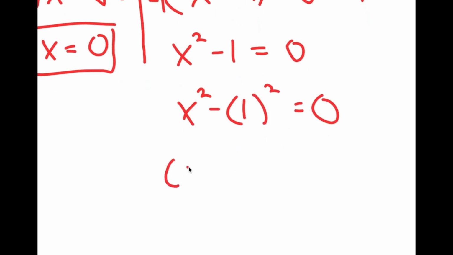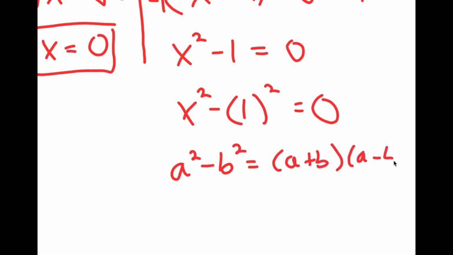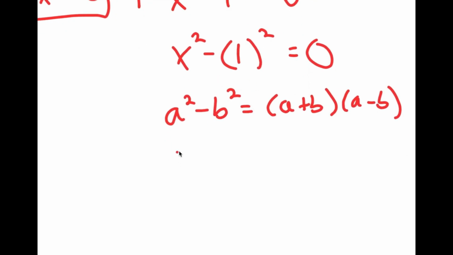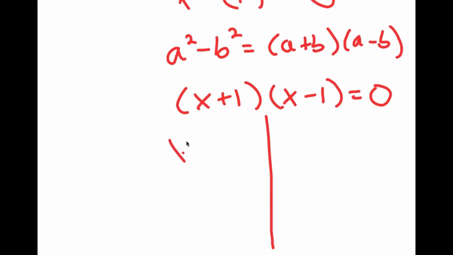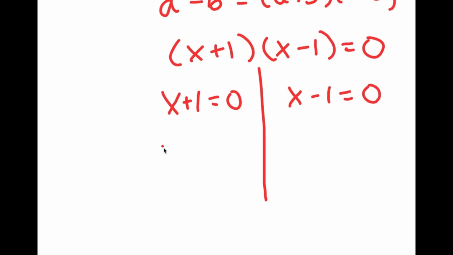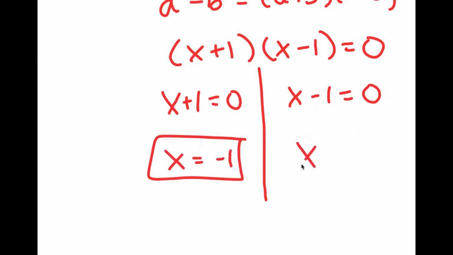And if I have something in the form a squared minus b squared, this is equal to a plus b times a minus b. So this is equal to x plus 1 times x minus 1 is equal to 0, meaning I get two equations, x plus 1 equals 0 and x minus 1 equals 0. For x plus 1 equals 0, I get x equals negative 1. And for x minus 1 equals 0, I get x equals 1.